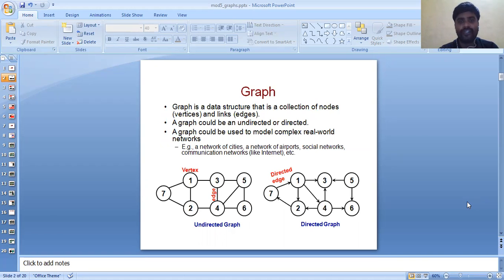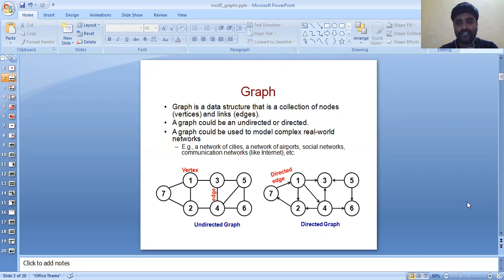A graph could be undirected or directed. A graph could be used to model complex real-world networks. For example, a network of cities, a network of airports, social networks, and communication networks like the internet and wireless LANs, like that.